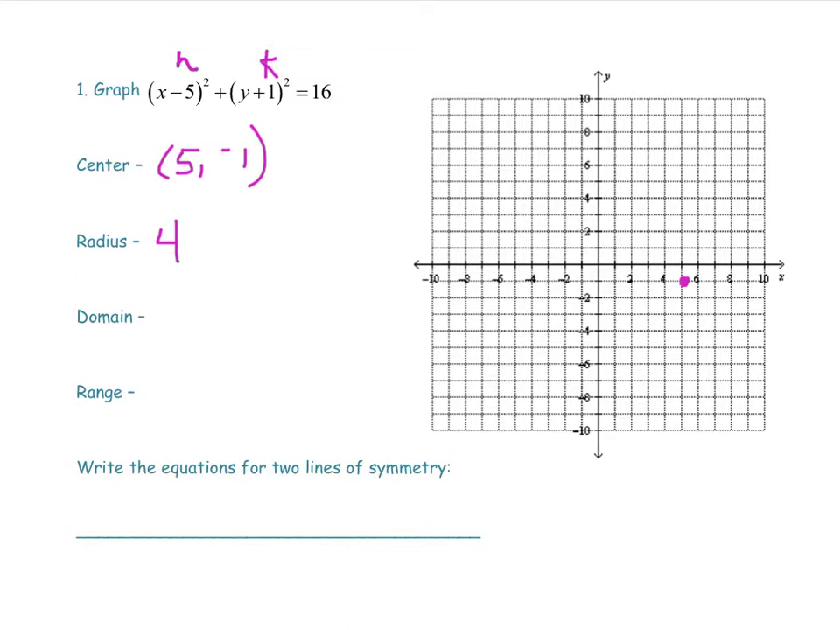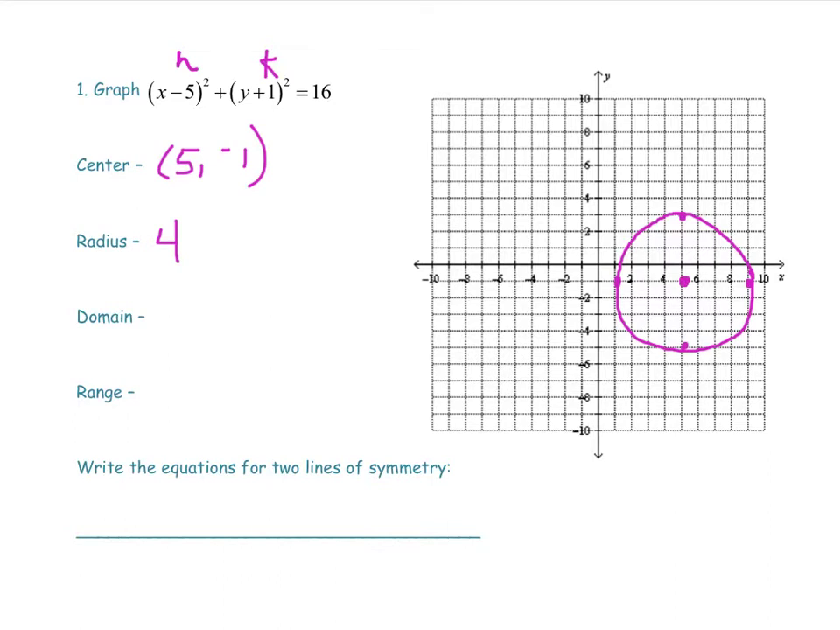Now, in order to plot the perimeter of my circle, I'm going to start from the center and I'm going to go 4 units left. 1, 2, 3, 4. Now from the center, I'm going to go 4 units right. 1, 2, 3, 4. And I'm also going to go up from the center 4 units, 2, 3, 4. And I'm going to go down from the center, 1, 2, 3, 4. Now I have plotted enough points so that I can draw a fairly accurate circle. So let's try to do that. It's kind of hard, I'm not the best, but that's pretty good.